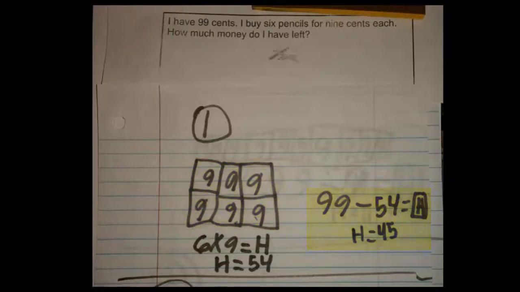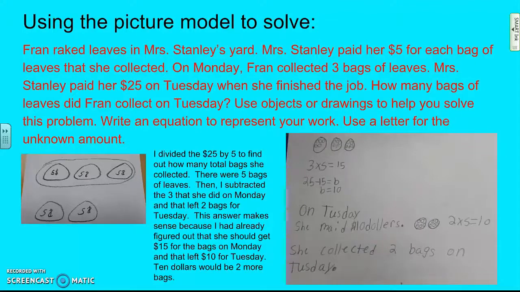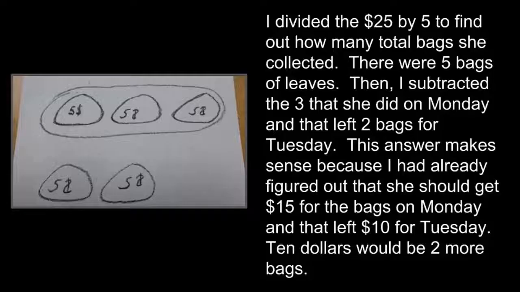In this example, the student chose to use a pictorial representation for her problem, and this was her verbal description of her picture drawing. I divided the $25 by 5 to find out how many total bags she collected. There were 5 bags of leaves. Then I subtracted the 3 that she did on Monday, and that left 2 bags for Tuesday. This answer makes sense because I had already figured out that she should get $15 for the bags on Monday, and that left $10 for Tuesday. $10 would be 2 more bags.